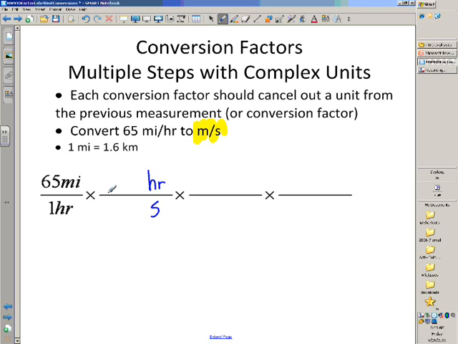If we jump ahead, if we have hours on the bottom and hours on the top, those are going to cancel, right? And that's good because we said we wanted our final unit in meters per second, which if we rewrite it, looks like this, meters over seconds. Where are the seconds? Seconds are in the bottom of this fraction, and that's where we want them in our final answer. So let's keep it that way.